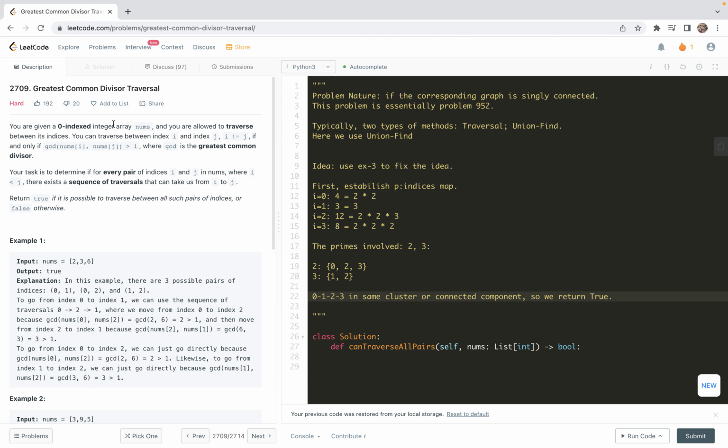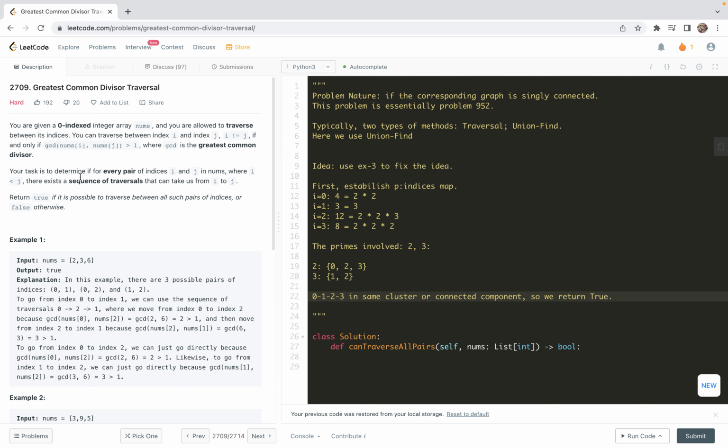Let's have a look at problem 2709, greatest common divisor traversal. This problem is marked hard by LeetCode. Actually, it's a very routine problem if we analyze it carefully. This problem is nothing but finding the connected components for the corresponding graph. So in this video, we're going to explain a solution based on union find.